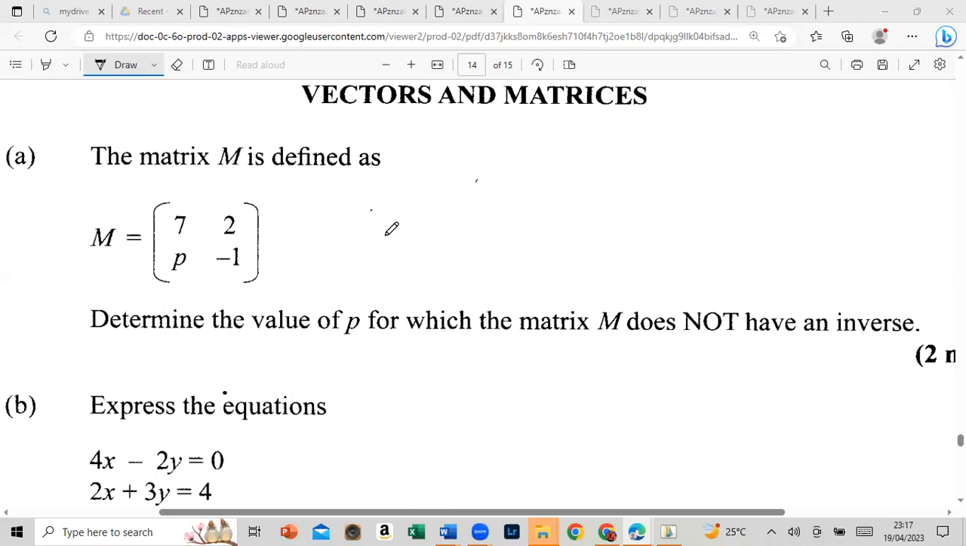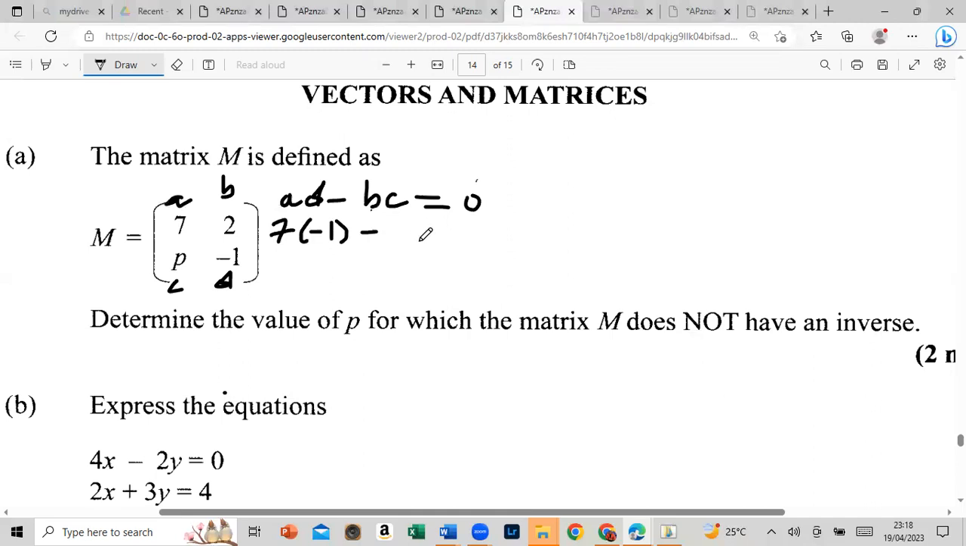Alright, so what we know is that every matrix is in the form [a, b; c, d]. So multiply a times d minus bc, and that's equal to 0. I'm going to do the freestyle here. 7 times negative 1 minus 2 times P is 2P, and that must equal 0. So 7 times negative 1 is negative 7, minus 2P. I'll just solve for P from here.